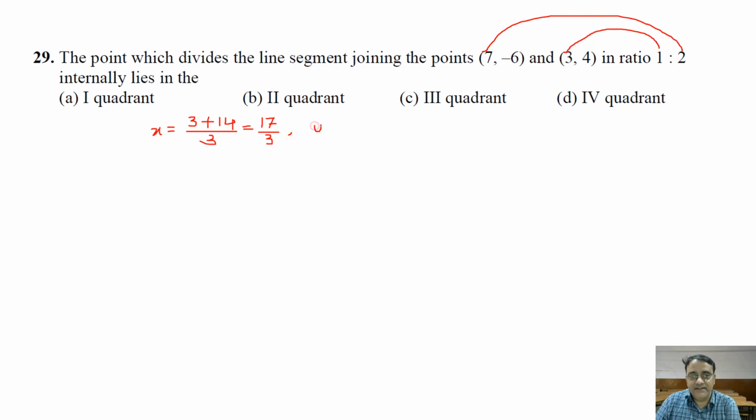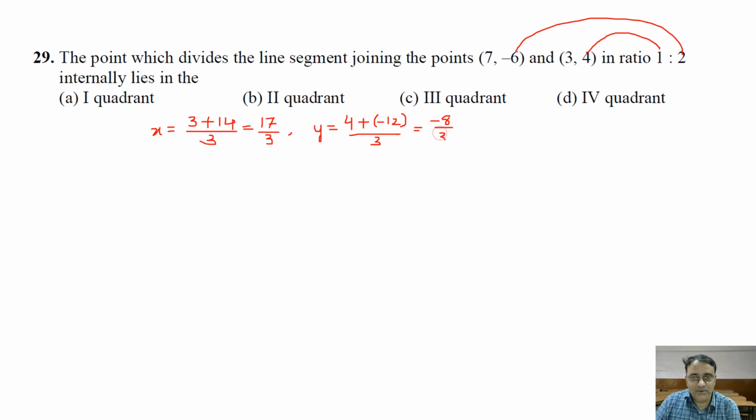Right. Now we will find the y coordinate. Look carefully. Y coordinate: M1 y2, that is 4, M2 y1, that is -12, upon 3. So we are getting -8 by 3. So x is positive but y is negative. Which quadrant? Fourth quadrant. Very good, fourth quadrant.